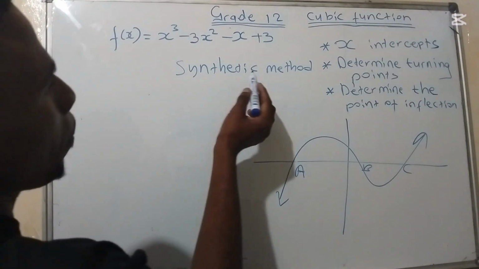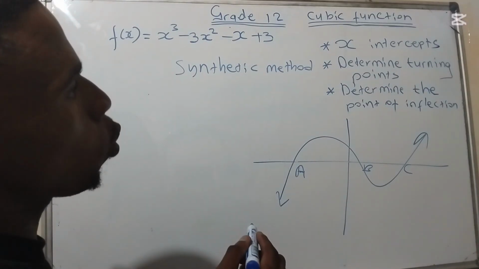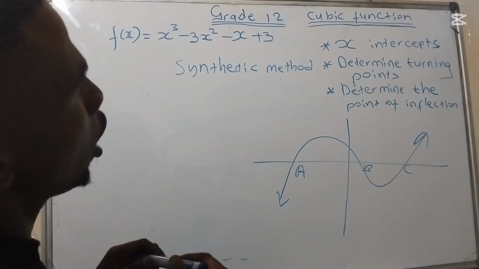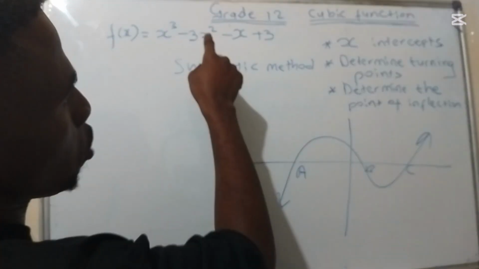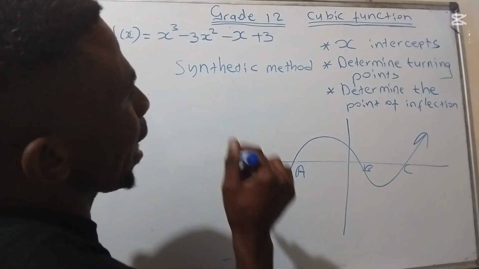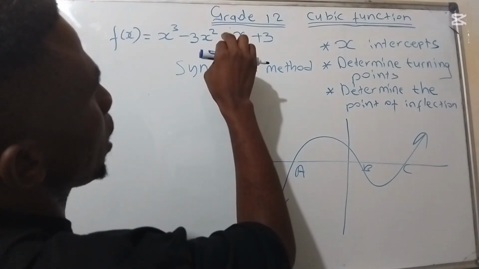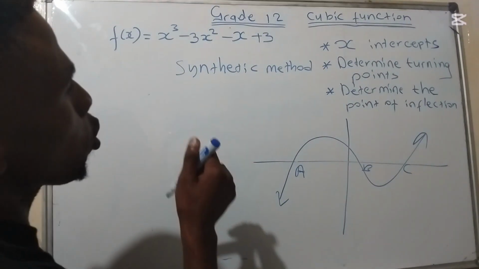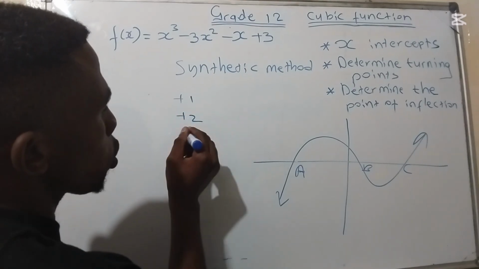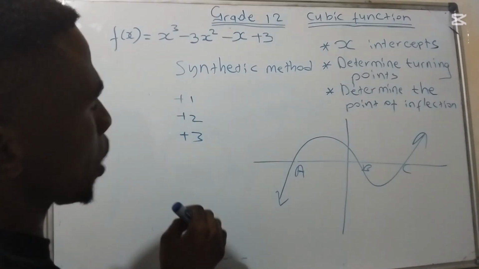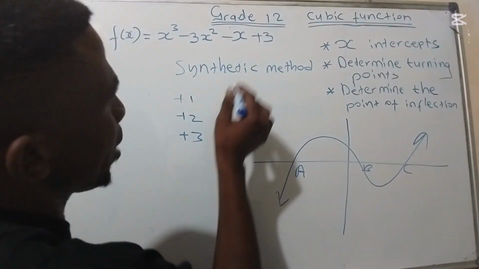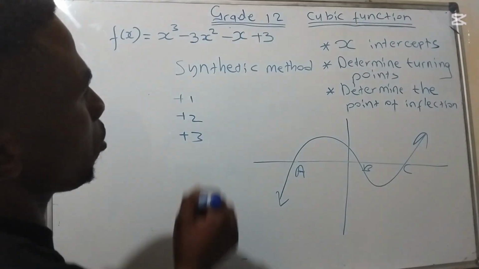And in order for you to apply the synthetic method, you just need to know one of the factors of x for this cubic function. You are going to use trial and error to find one of the factors. You can try to plug in positive 1, positive 2, and also positive 3. One of these three will give you 0 if you plug it into this cubic function.